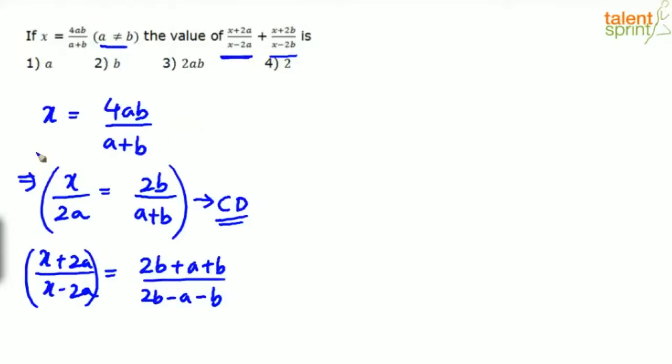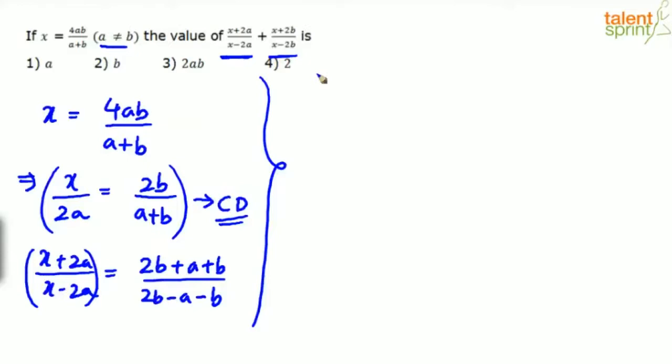Similarly, go back to the first equation, x equals 4ab by a plus b. Take 2b in the denominator. So we get x by 2b equals 2a by a plus b. Again apply componendo dividendo, you will get the second term, (x plus 2b) by (x minus 2b). Then add them and simplify to get the required answer. But all that would take a lot of time. Let us avoid that. The best part of this question is there are no conditions.